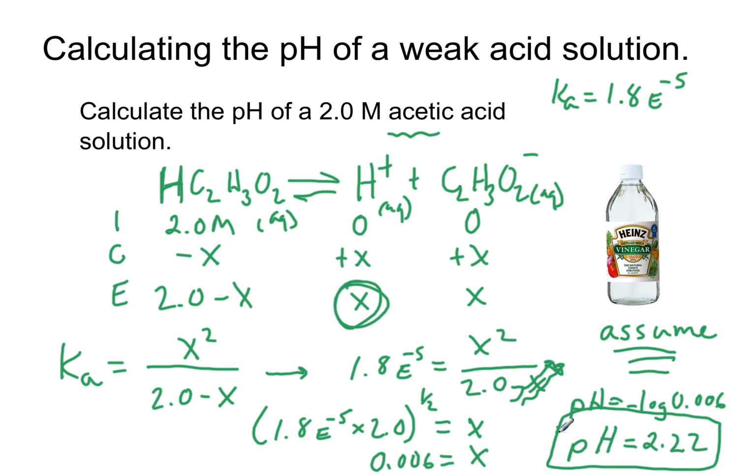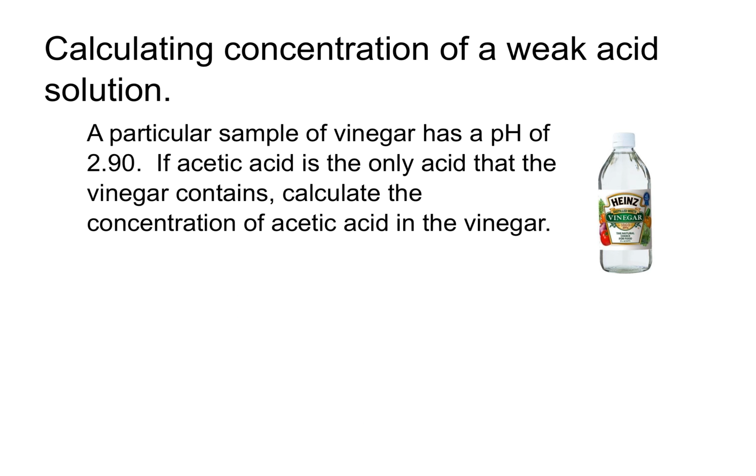Now, I think it's pretty easy to do when you incorporate these. Let's look at one that's a little bit more of a challenge. Let's say we have a particular sample of vinegar that has a pH of 2.90. Now, in this case, if acetic acid is the only acid that the vinegar contains, we want to calculate the concentration of acetic acid in that vinegar.